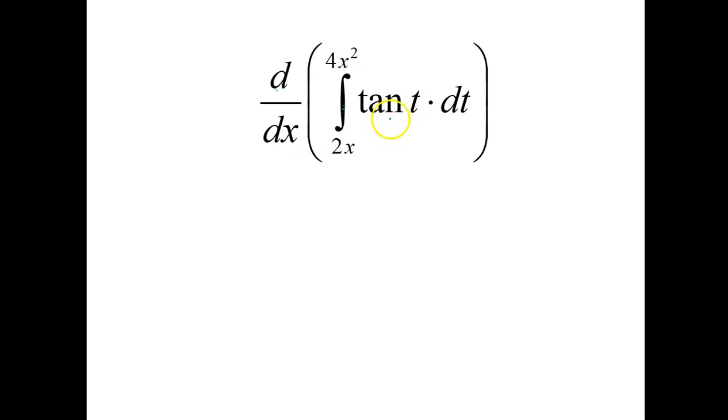So all I have to do to evaluate this is do my integral, upper minus lower, and my derivative chain rule piece. Right? So this is going to be the tangent of 4x squared, notice I'm leaving space, minus tangent 2x, so upper minus lower, and then chain rule. The derivative of 4x squared is 8x, the derivative of 2x is 2, and we're done. Pencil drop. That's it.